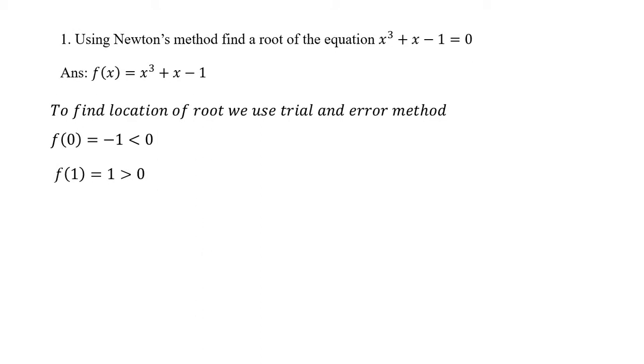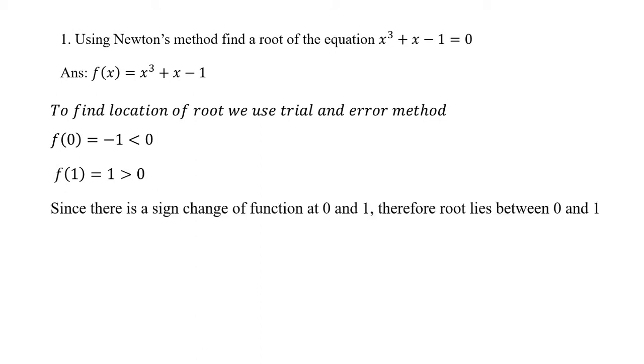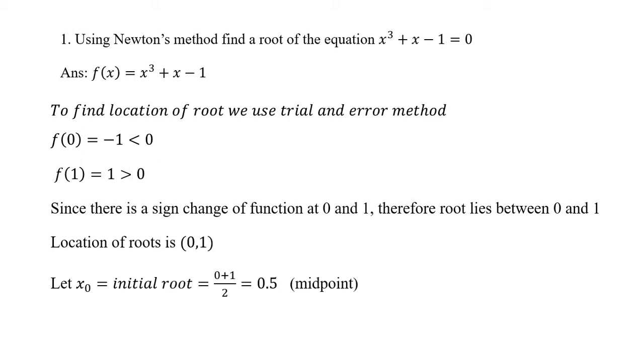It is not necessary that you have to start by putting x = 0, x = 1, x = 2, etc. You can also incorporate negative values. You can take x = -1, x = -2, x = -3 and so on. But here in this problem I am starting by putting x = 0. Since there is a change in sign, we have obtained the location of the root, that is 0, 1. Take the midpoint of this interval as the initial root. So here 0.5 is the initial root.